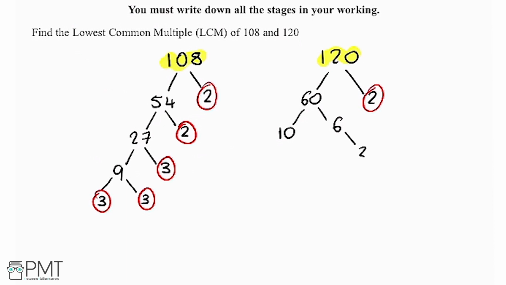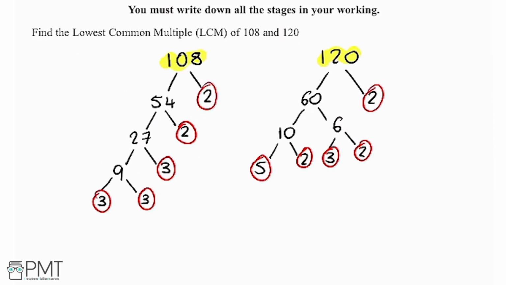So this one can split down into 3 and 2, and they're both prime. Let's go and circle them. And lastly, we've got 10 here. That can split down into 2 and 5, and again, they're both prime. So it ends there. So we've completed our trees for those.